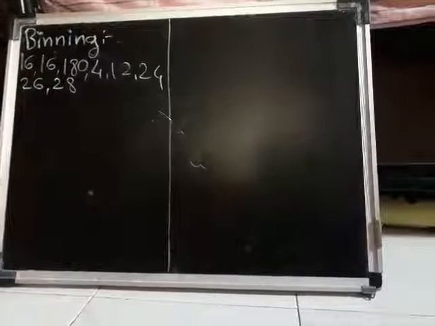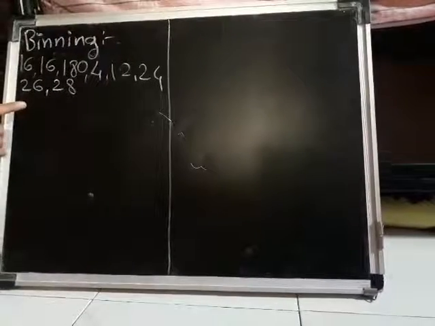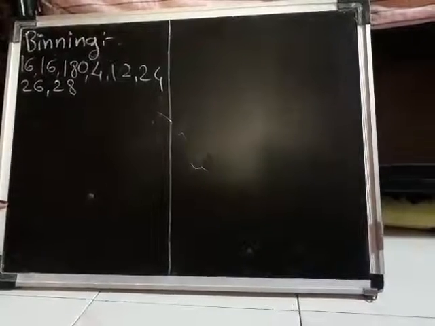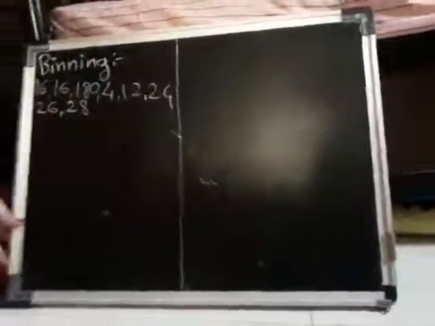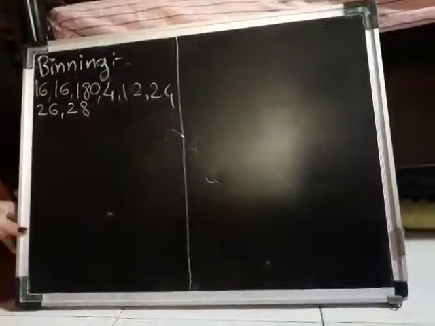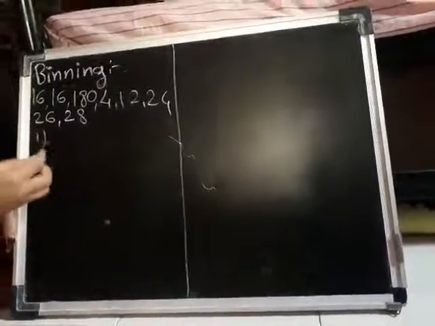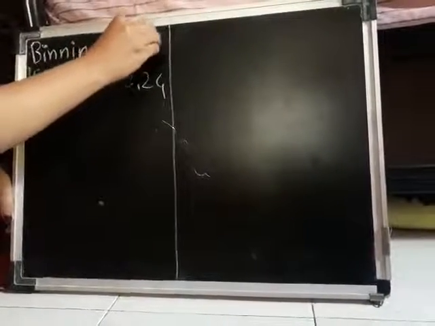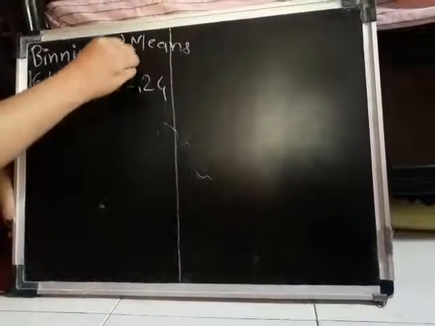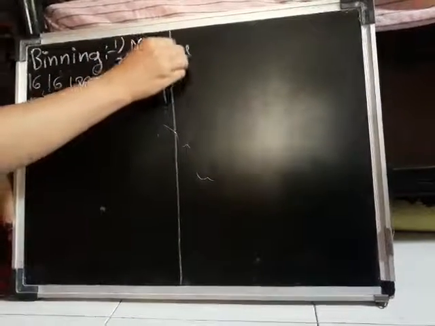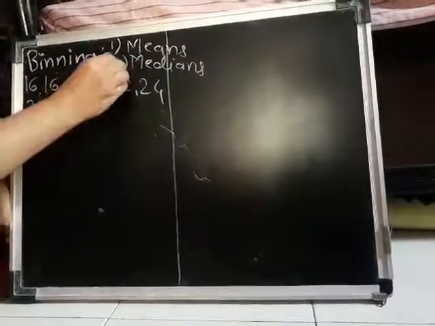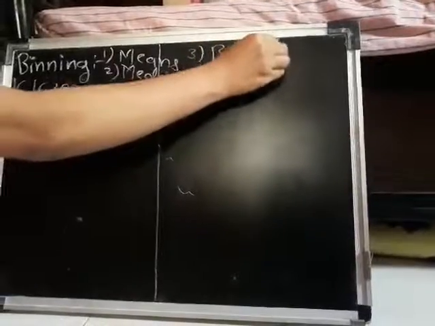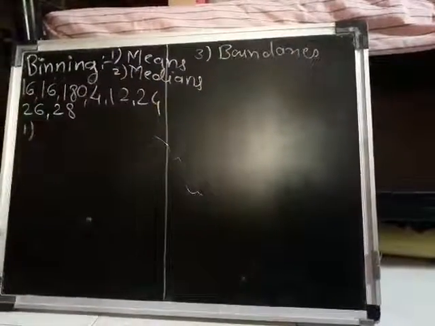these are the attributes, right? For the given attribute 16, 16, 180, 4, 12, 24, 26, 28, apply the following binning techniques for smoothing the noise. So what are the techniques? First is smoothing by means. Second technique, smoothing by medians. And third technique, smoothing by boundaries, right? So these are 3 techniques.